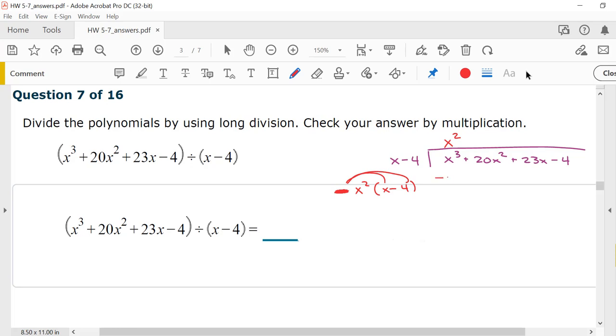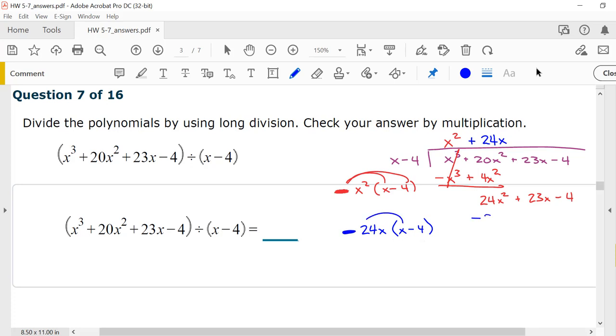Negative x squared times x is negative x cubed. Negative x squared times negative 4 is plus 4x squared. I'm left with 20x squared plus 4x squared is 24x squared plus 23x minus 4. Okay, x times what gives me 24x squared? 24x. So 24x times x gives me 24x squared. So I need to multiply 24x times x minus 4. But we're going to want to change the sign, so I'm going to put a negative out front.